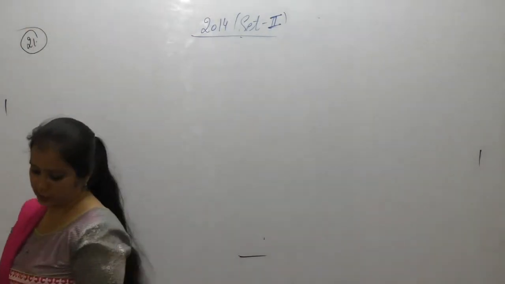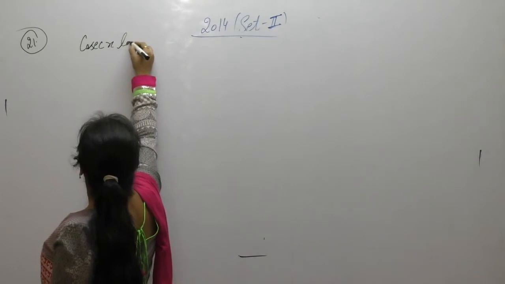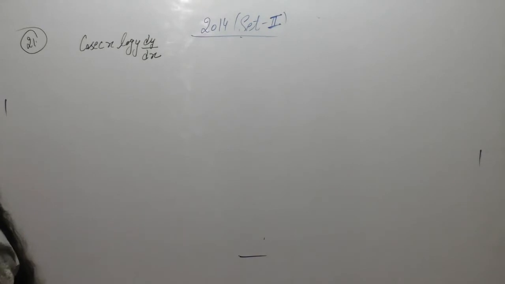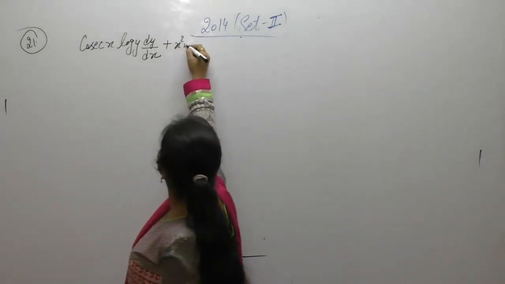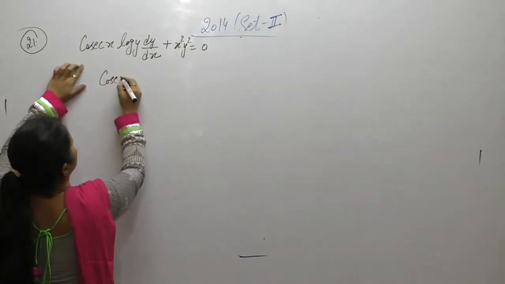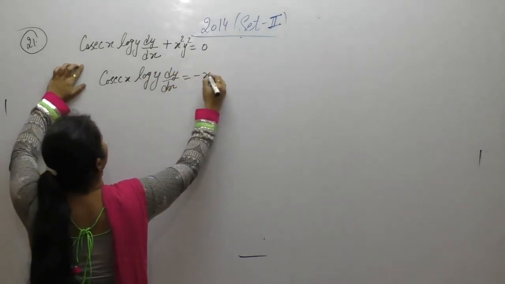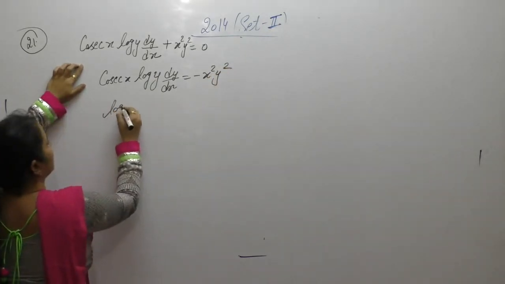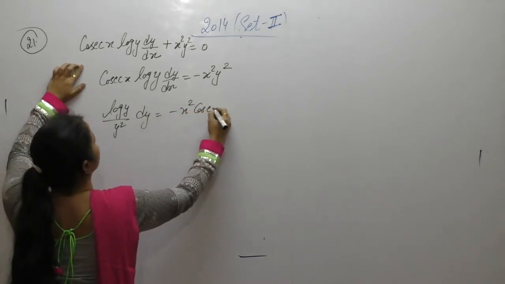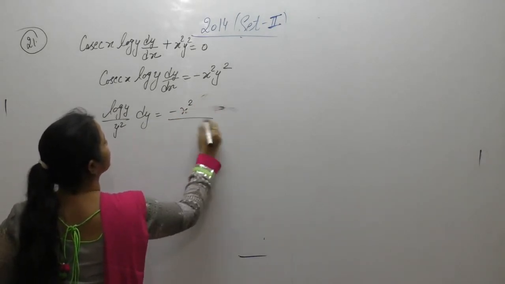Solve the following differential equation. Cosec x log y dy upon dx plus x square y square is equal to 0. First, we will write it as cosec x log y dy upon dx is equal to minus x square y square. Log y upon y square dy is equal to minus x square cosec x upon cosec x dx.